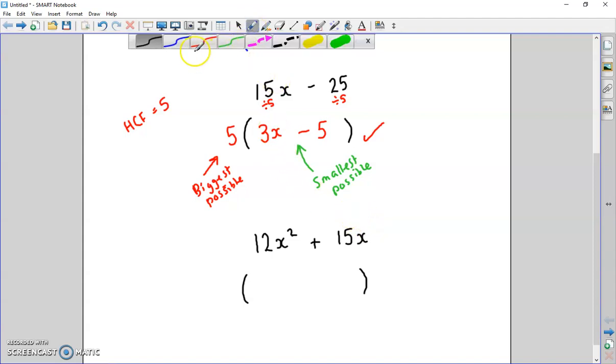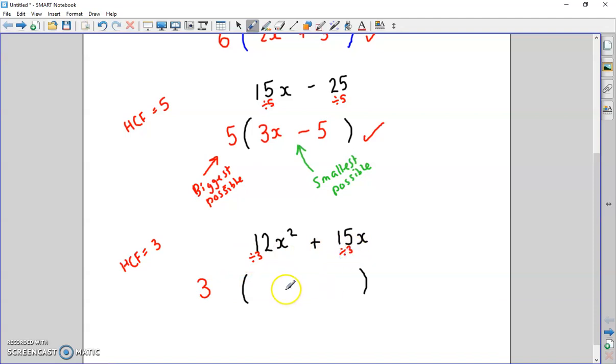So let's do the number first. 12 and 15. The biggest number that goes into both of those, well, that would be 3. So there's definitely a 3 going outside, and I'm definitely going to divide by 3 there as well. Okay, we won't actually do it yet. I'll do it all in one go shortly. Now, let's have a look at these x's. Well, what is x squared? X squared really is x times x. And we've got an x there.